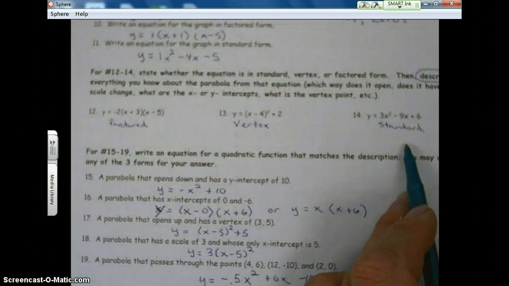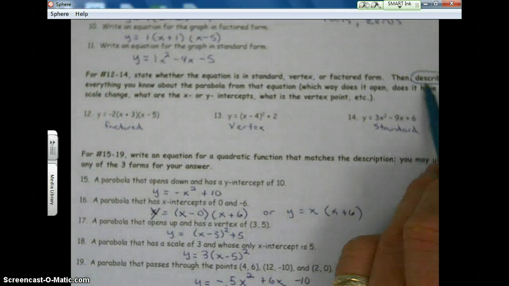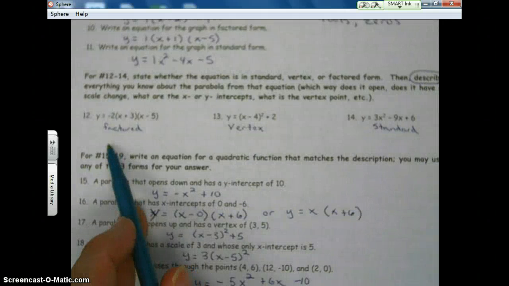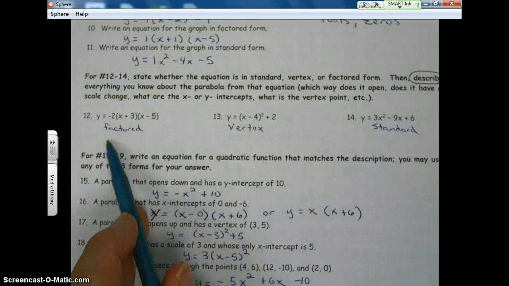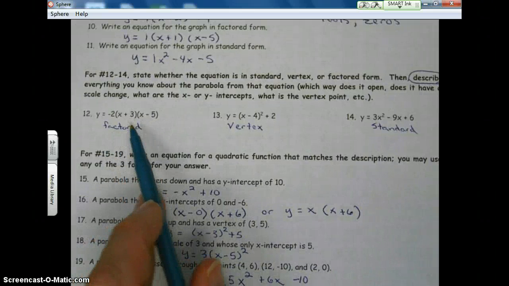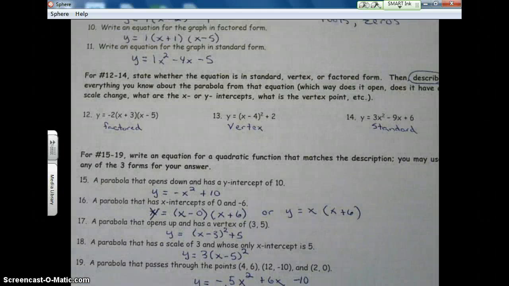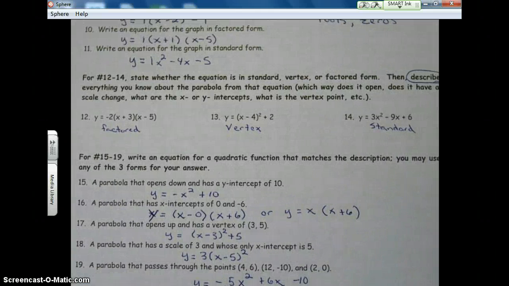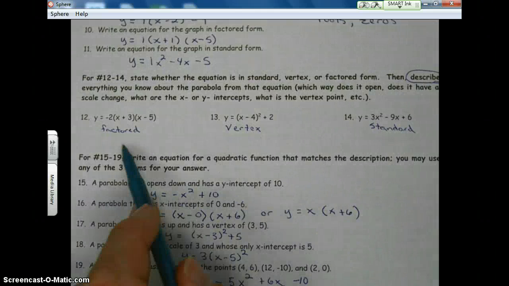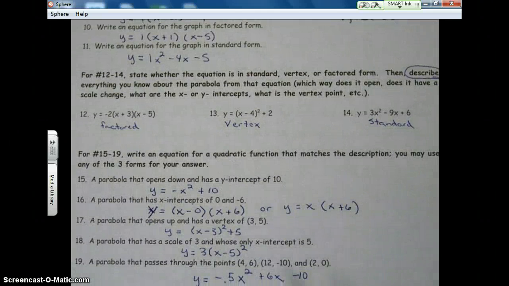And it says to describe. I didn't write down the description. You go ahead and give me a description for this. Sorry about that. Describe, like, what are the roots? Is there a stretch, compression, reflection? Anything you can think of. Opens up, opens down. Anything you can think of on each one, as much as you can.